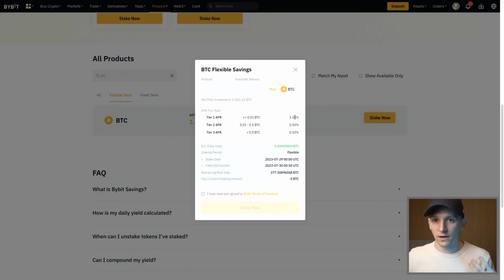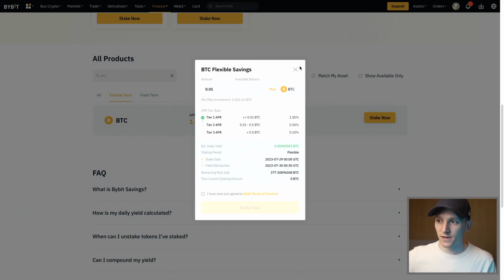But with yield products, we always look at a yearly APY so that we can compare the yield across many different products and time scales. So what you can do is press an amount that you want to actually invest. You can see we're tier 1 right here. So you get 1.5% APY, and the stake period is anything that you want because it's flexible.